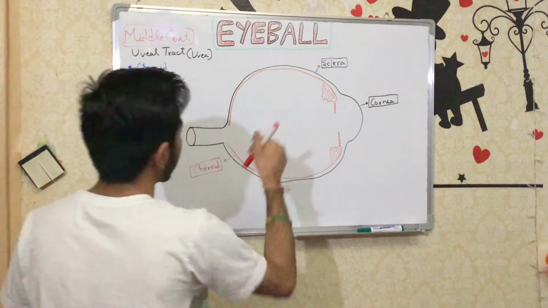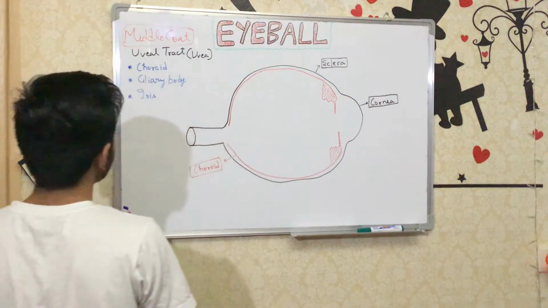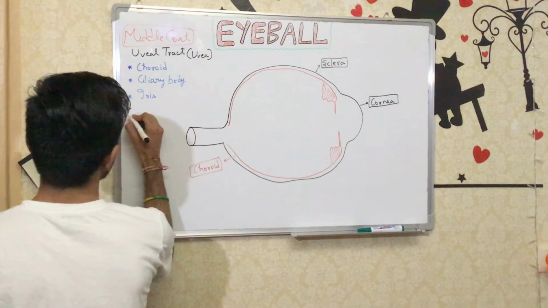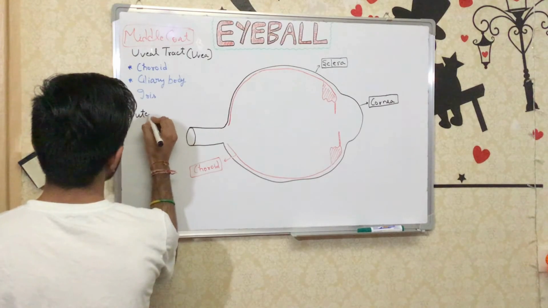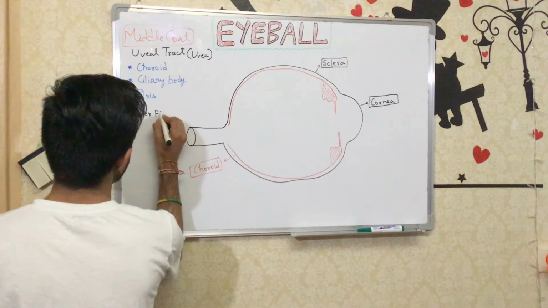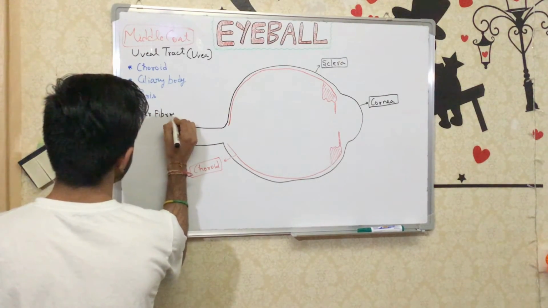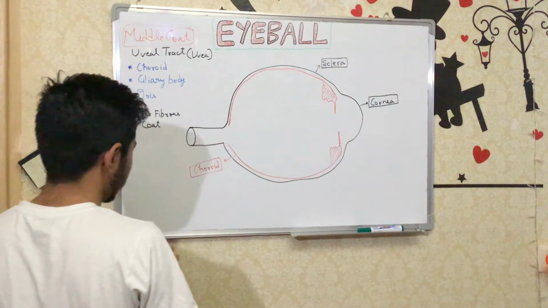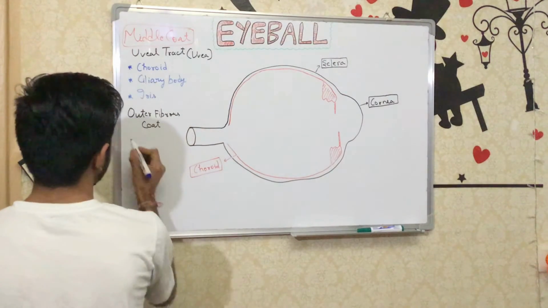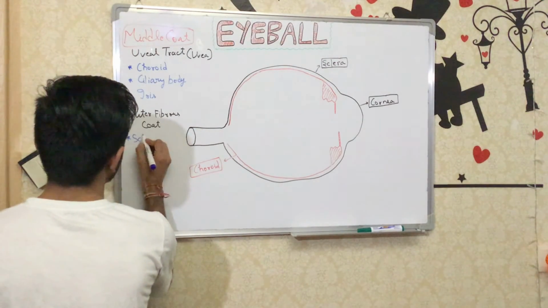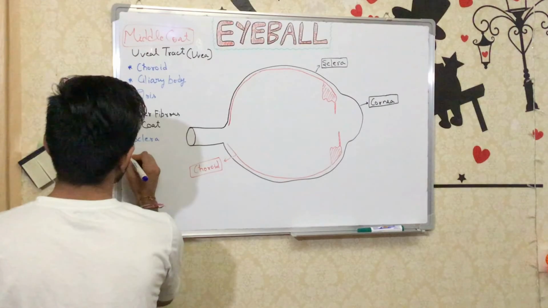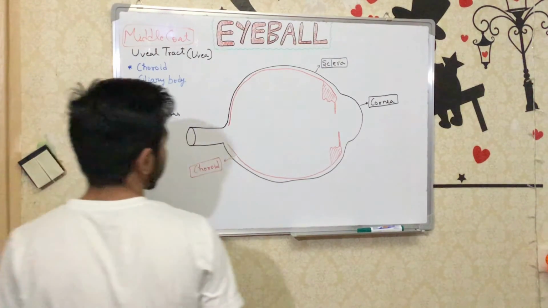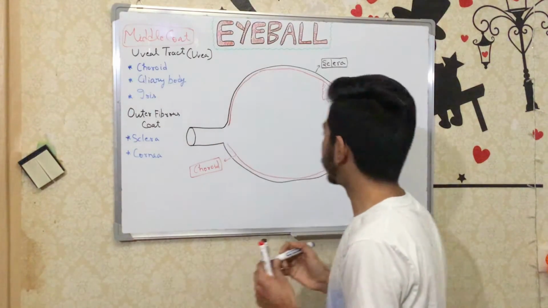However, in the outer coat, that is the fibrous coat, which structures are present? They are the sclera posteriorly, and more anteriorly the cornea. Sclera and cornea. So this is the sclera, this is the cornea.